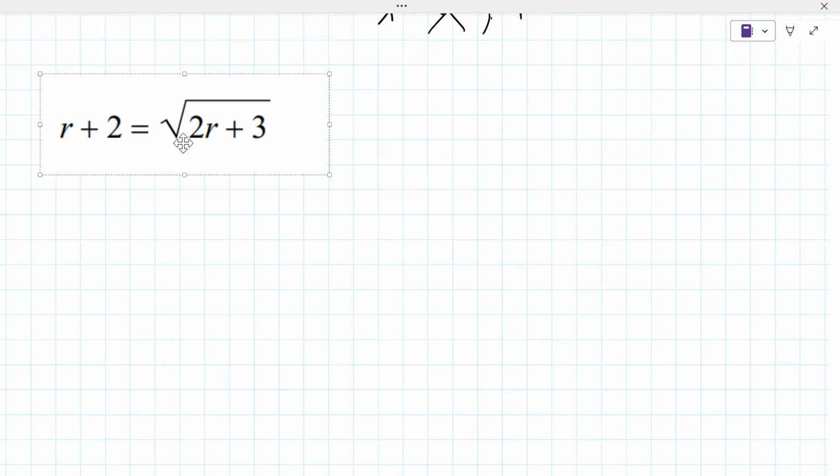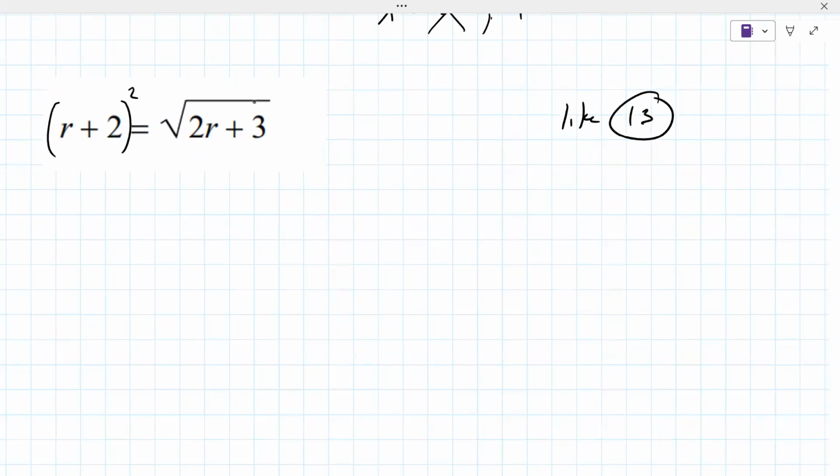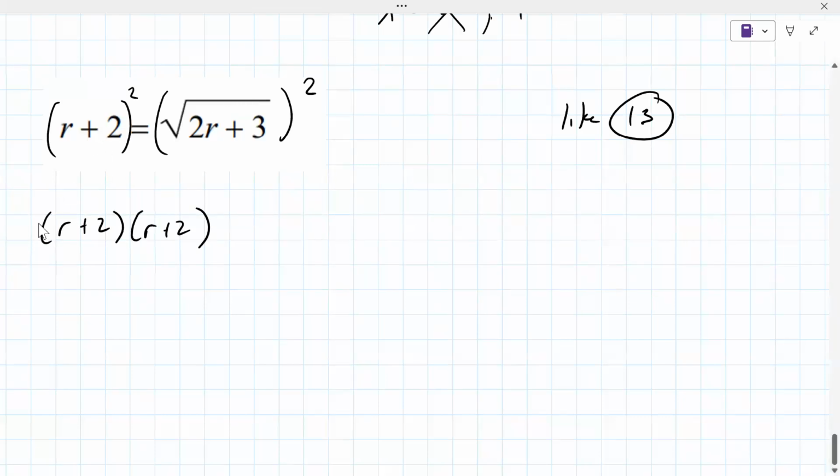So this is kind of like the previous problem. There's a square root on one side, and by the way, this is 13 on your test practice thing. So you're still going to square both sides. That's no different. But because there's more than just a letter, it's r plus 2 squared. That means it's r plus 2 times r plus 2. Do you remember how to simplify that?